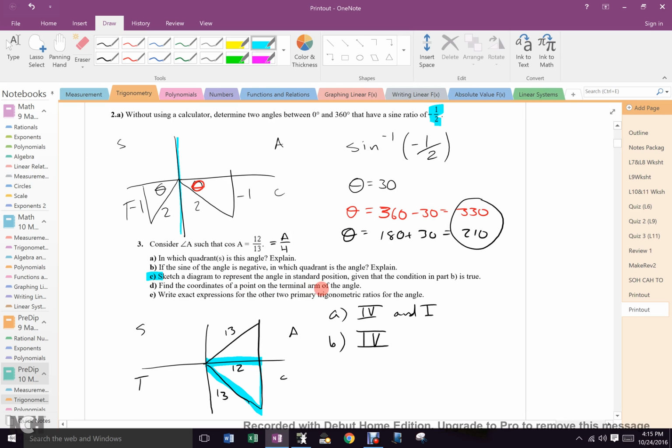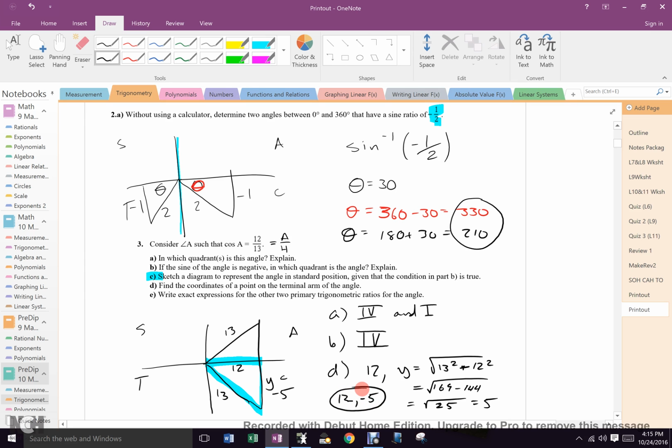Find the coordinates of any point on the terminal arm. Well, I know I went out 12. So for D, I know I have 12. Now I just need my Y. How do I find that side of a right angle triangle? Well, of course, Y equals the square root of 13 squared minus 12 squared, which is 169 minus 144, which is the root of 25, which equals 5. So the point on the arm, this has to be -5. So the point must be 12, -5 for D.